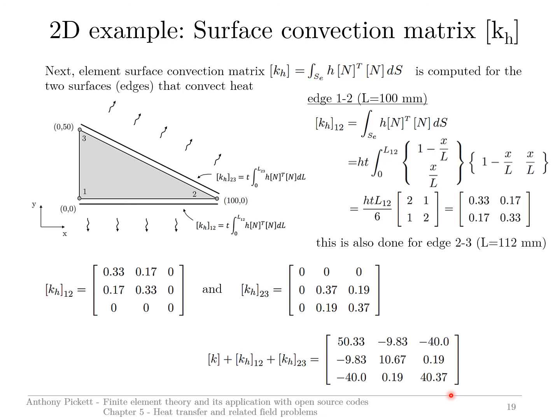In this particular case, these two added together gives us a full matrix. But normally when you have many more elements and some of the surfaces do not have a convection flow from the surface, then you will find that it will not be a fully populated matrix and there will be many zero terms present.